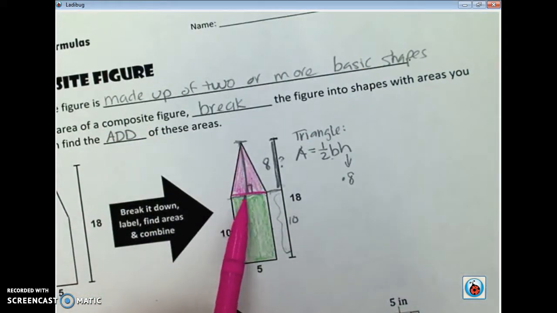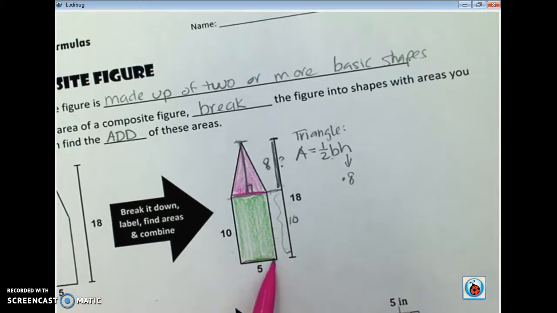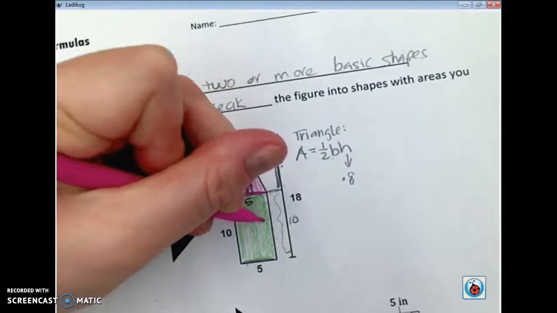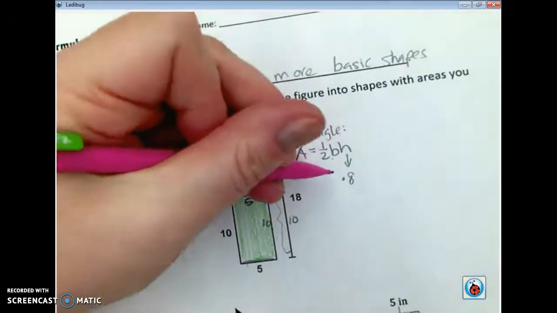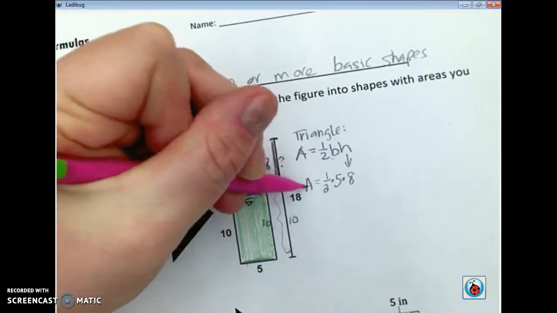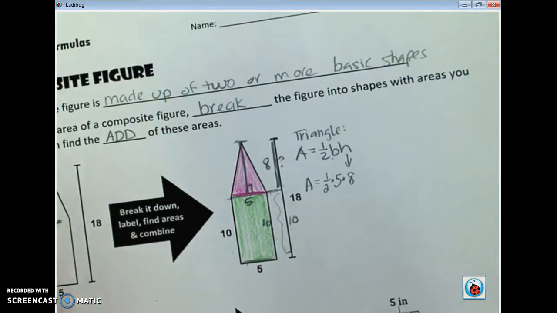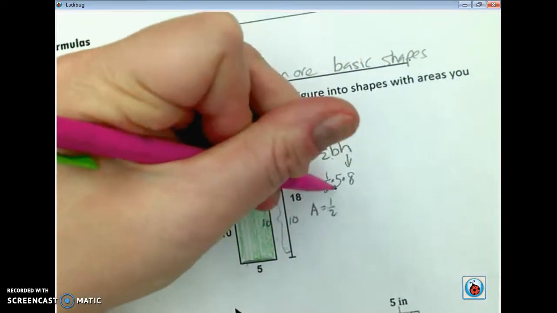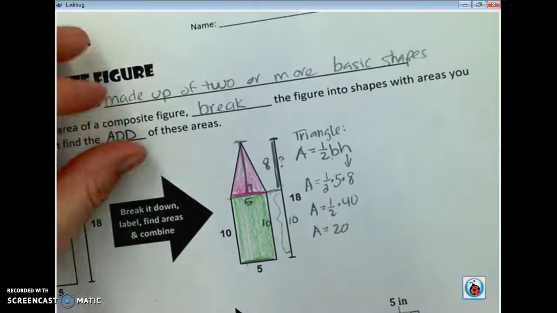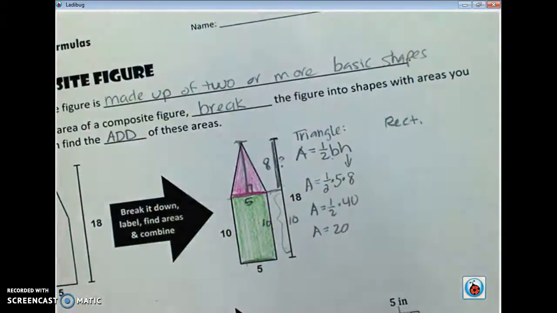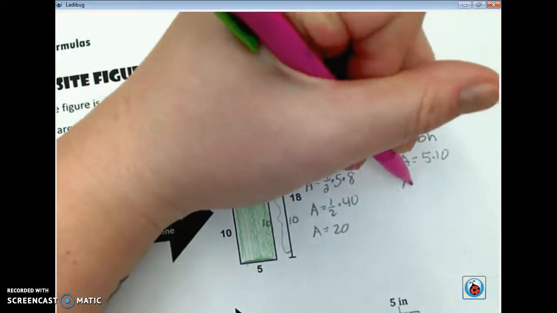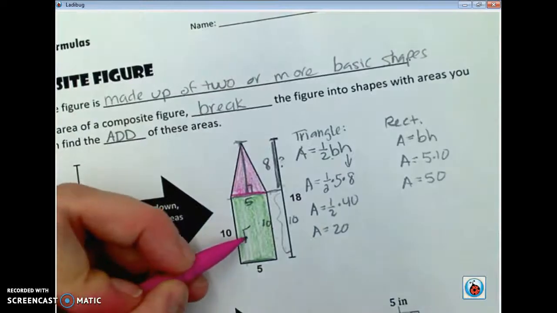My base, the bottom of my triangle, is the same as that base of my rectangle, which is 5. So I'm going to go ahead and write that in there, write that 10 in there. So I know that my base of my triangle is 5. Don't forget that 1/2. Now I can go ahead and find the area of the triangle. So 1/2, 5 times 8 is 40, and half of 40 is 20. All right, then I have my rectangle. And area of a rectangle is just base times height. Area equals 5 times 10. Area equals 50. So this area is 50.